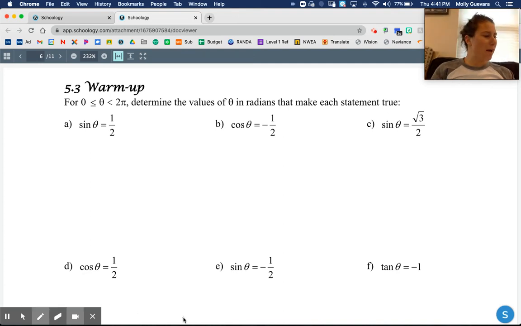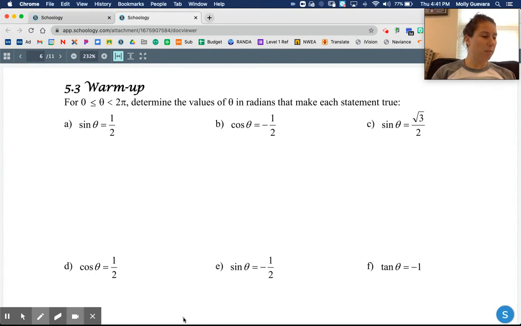Alright, guys, welcome back. We're going to do something a little different today. We're going to do a warm-up for 5-3. This is just a review of a lot of stuff having to do with the unit circle, and we're going to need to know this today to be successful in lesson 5-3. So it's A through L here.